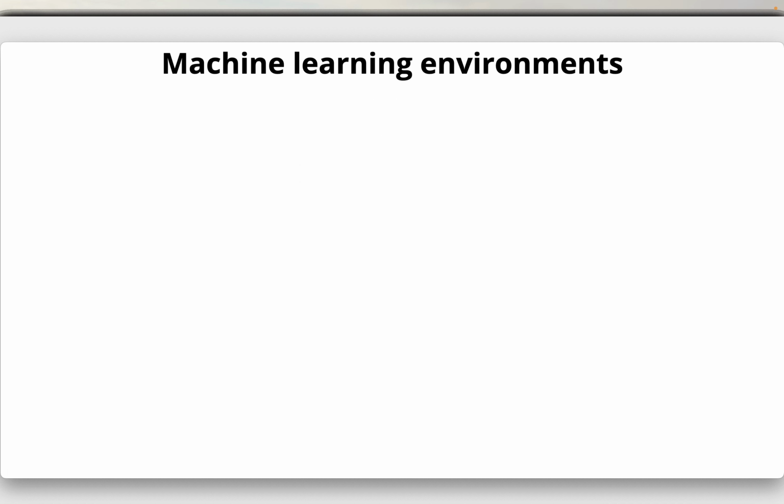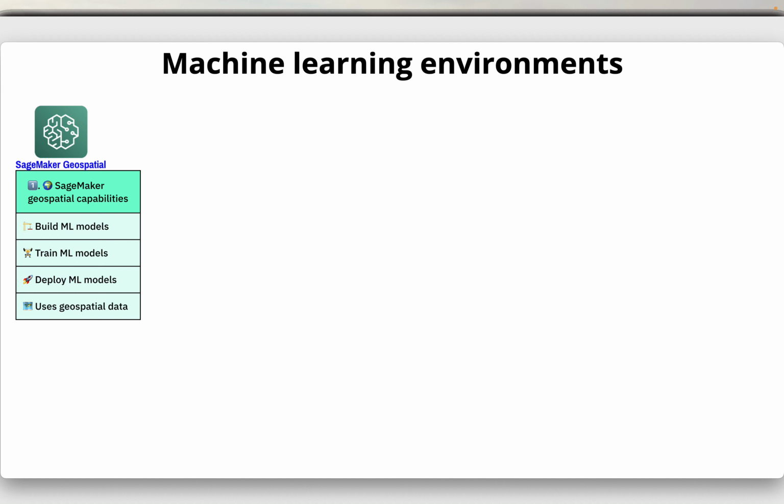Okay, so next is machine learning environments. So first one, SageMaker Geospatial capabilities. So you can build, train, and deploy machine learning models using geospatial data. So geospatial is geographical. So basically based on the geography of locations, latitude and longitude based data. So you can train your ML models using that kind of data.